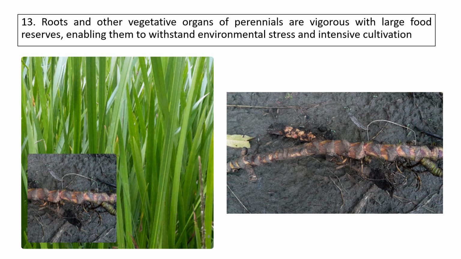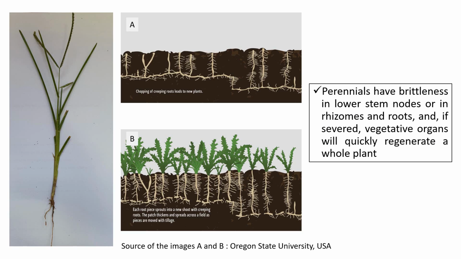13. Roots and other vegetative organs of perennials are vigorous with large food reserves, enabling them to withstand environmental stress and intensive cultivation. Furthermore, perennials have brittleness in lower stem nodes or in rhizomes and roots, and if severed, vegetative organs will quickly regenerate a whole plant as in the case of thistle.